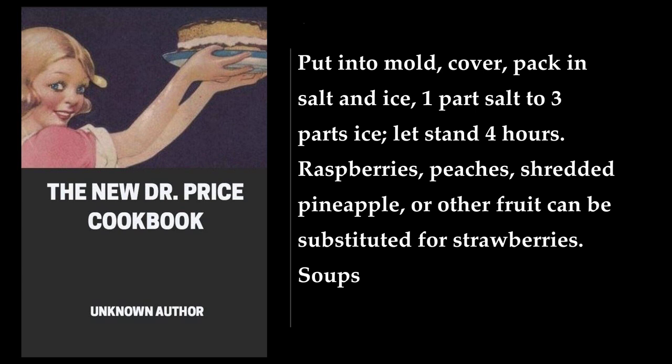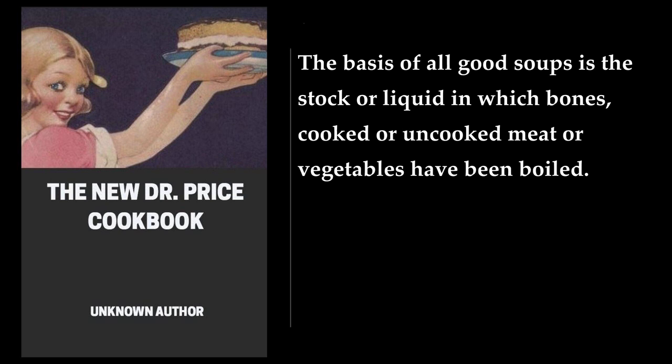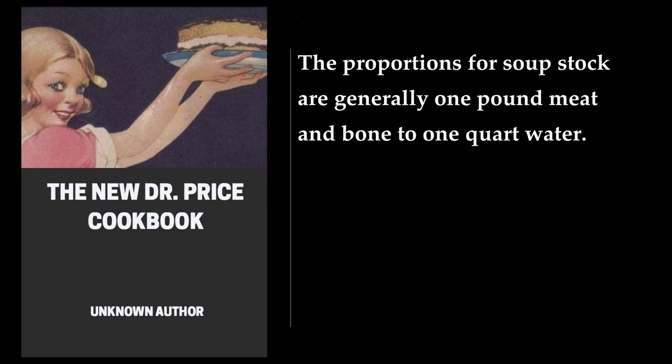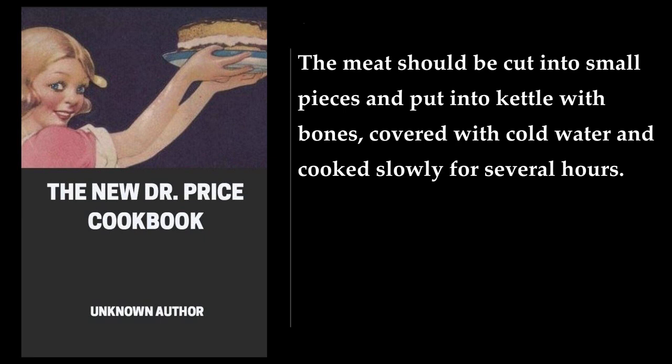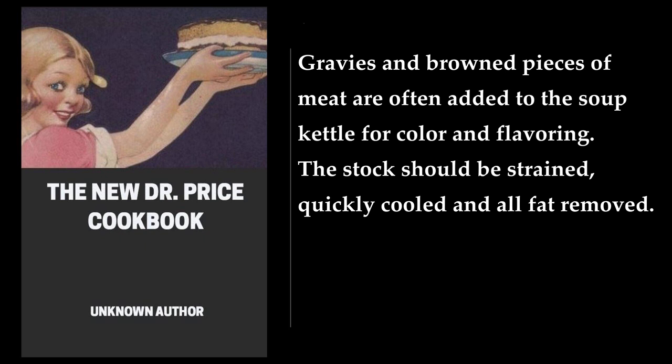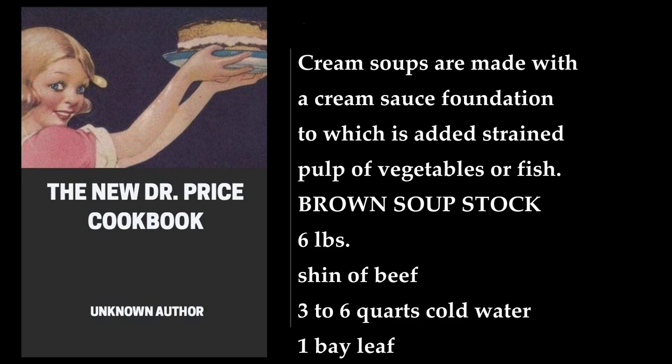Soups. The basis of all good soups is the stock or liquid in which bones, cooked or uncooked meat or vegetables have been boiled. The proportions for soup stock are generally 1 pound meat and bone to 1 quart water. The meat should be cut into small pieces and put into kettle with bones, covered with cold water and cooked slowly for several hours. Gravies and browned pieces of meat are often added to the soup kettle for color and flavoring. The stock should be strained, quickly cooled, and all fat removed. Cream soups are made with a cream sauce foundation to which is added strained pulp of vegetables or fish.